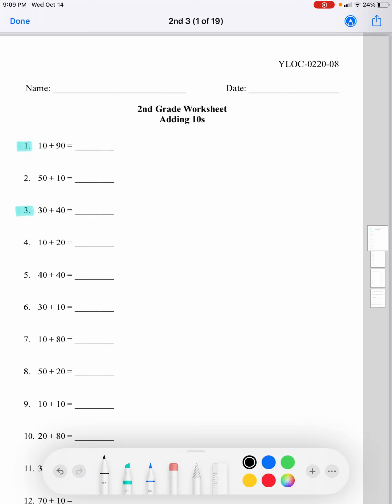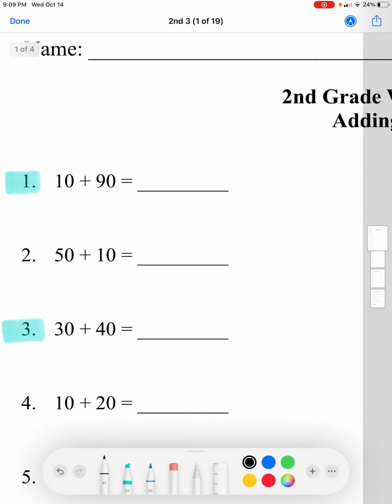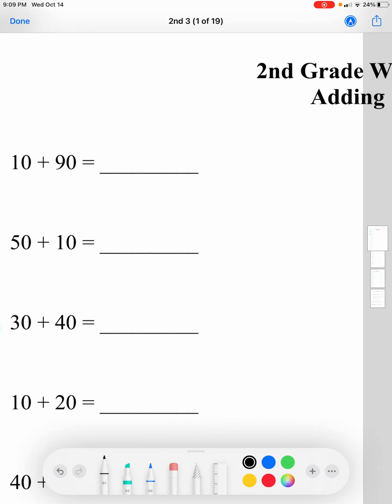So our first topic is adding tens. So we're going to start with number 1 for our first example. It says 10 plus 90 equals a blank. So we're trying to find what that equals. So we'll rewrite the question on the side vertically so it's easier to visualize.